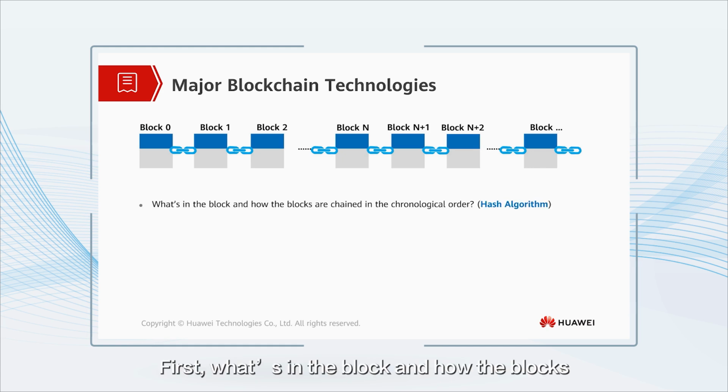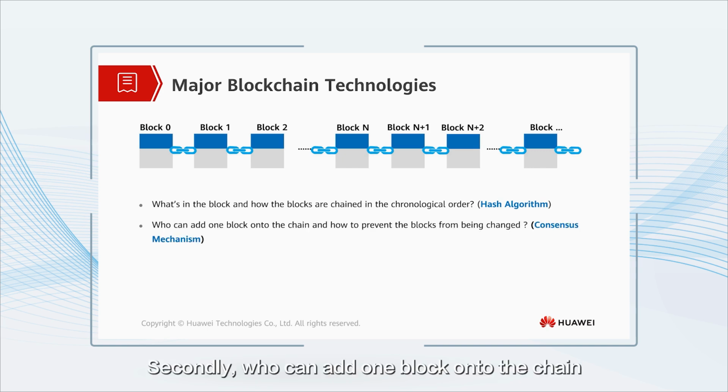First, what's in the block and how the blocks are chained in the chronological order. The key technology here is hash algorithm. Secondly, who can add one block onto the chain and how to prevent the blocks from being tampered. The key technology here is consensus mechanism.